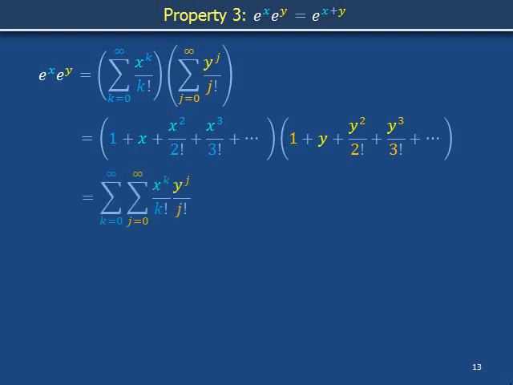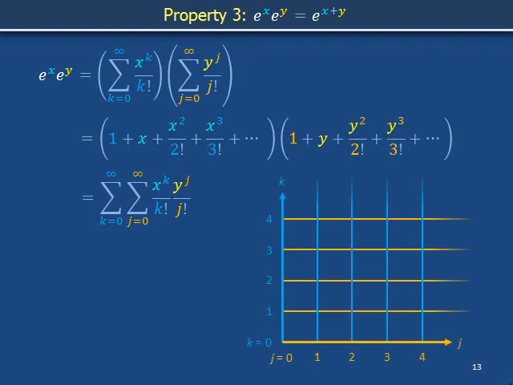This product can be written as a double sum, the sum from k equals 0 to infinity of the sum from j equals 0 to infinity of x to the k, y to the j over k factorial, j factorial. This is interpreted as the sum of terms that look like x to the k, y to the j over k factorial, j factorial for every non-negative integer value of k and every non-negative integer value of j. This lattice displays the values that k and j can take.